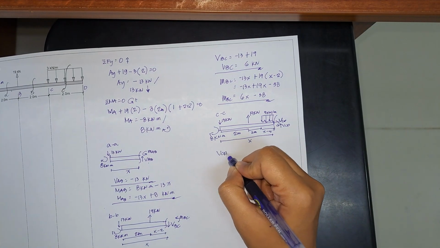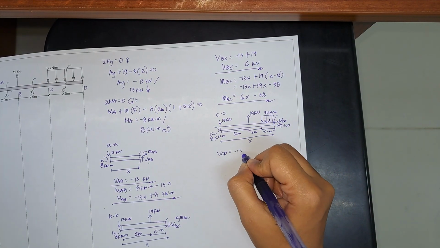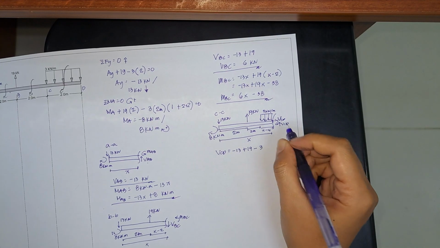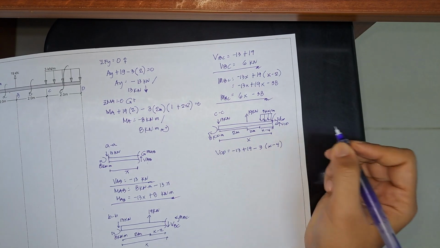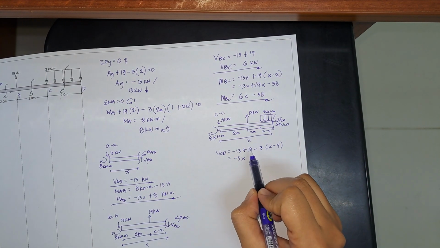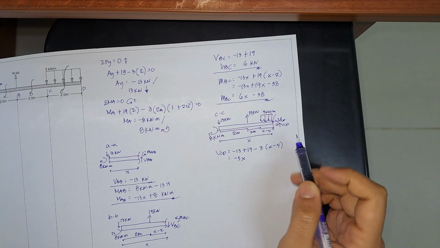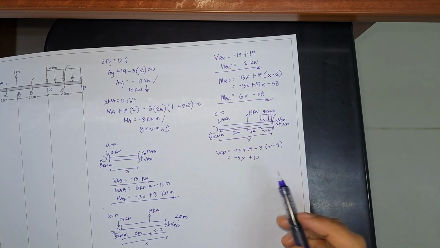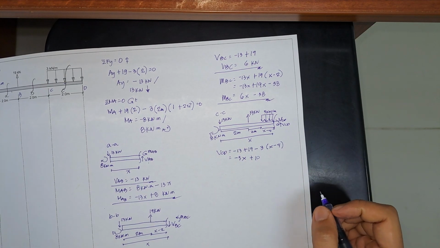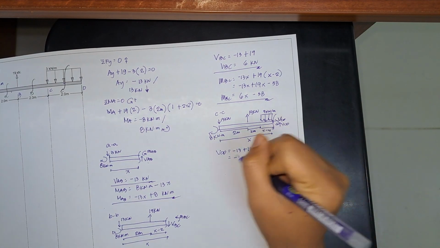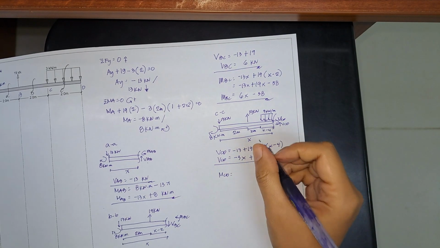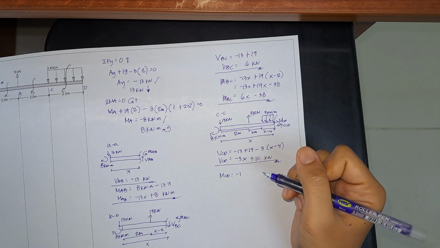Okay? So, for the shear at CD, we have negative 13 plus 19 minus 3 by x minus 4. Okay, combining like terms, negative 3x. So, we have here 6 plus 4, so 10. Tama? 10. This is negative 6, tapos plus 4. 6 plus 4. Okay, 10 kilonewton. Okay? And then, for the moment at CD, we have negative 30. Ay! Wait lang.